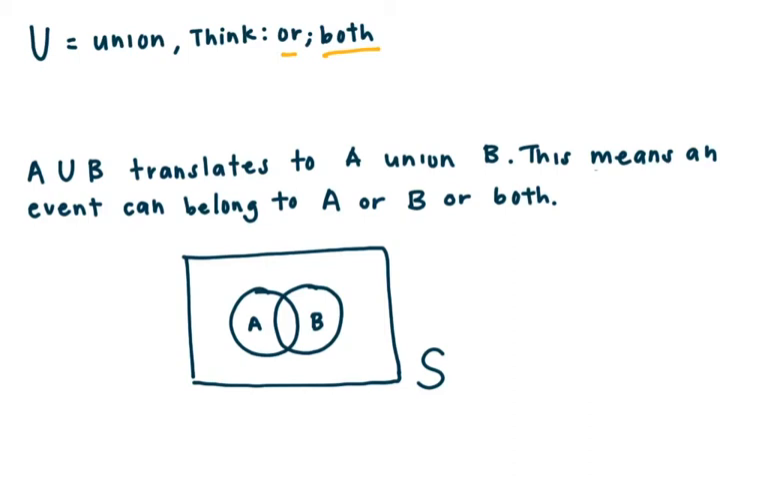So I'm going to add some color to the Venn diagram to show you what this looks like. So A union B, so it can belong to A, right? So this is A. And this part here is also part of A, so I'm coloring that in. Okay, so now I'm going to take care of the next part, which says for A union B that it can belong to B. So I'm going to color that in green.